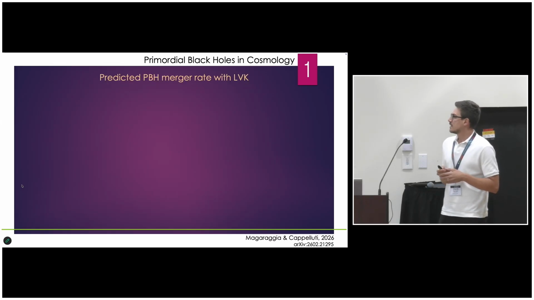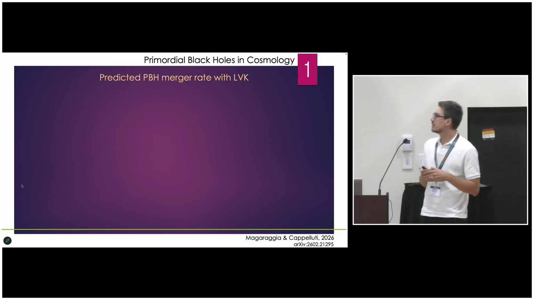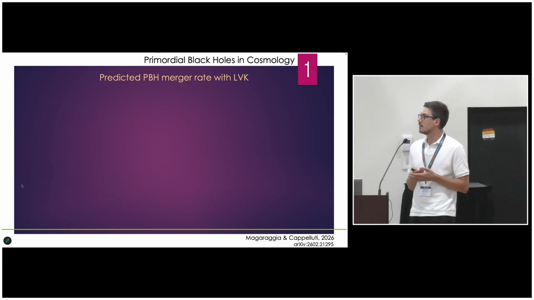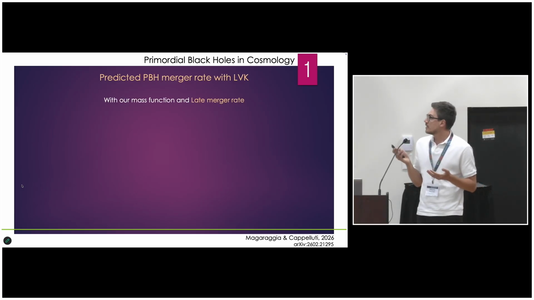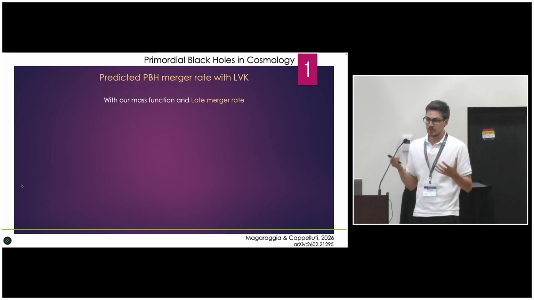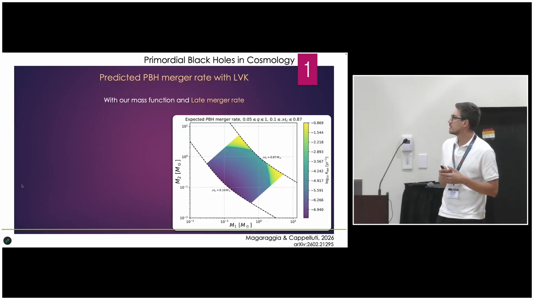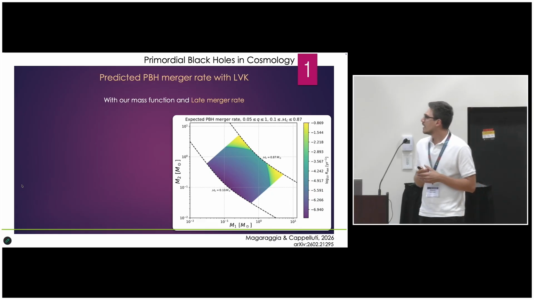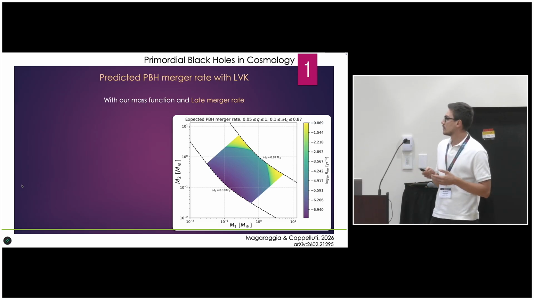So, as a motivation, we use that candidate event to test our mass function and predict how many mergers should LVK see. So with our mass function and the late merger rate, because LVK probes the local universe, we try to see how many of these things LVK sees. And here you can see the M1, M2 plane, so the two component masses, and the color code is the merger rate as seen by LVK.